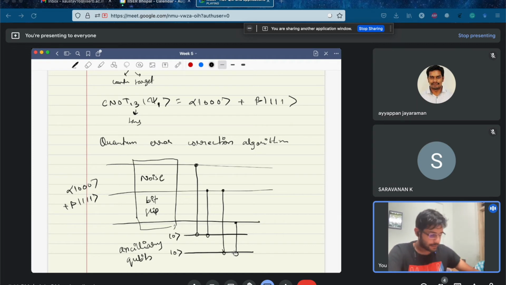Okay, so let's say you have state 000. So when you have 000, that means both of these are 0. That means it won't affect it and it will remain in 0. And similarly these two are also 0, so it also doesn't affect it and you will remain the same.